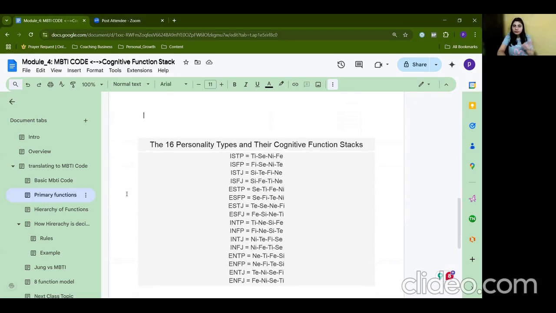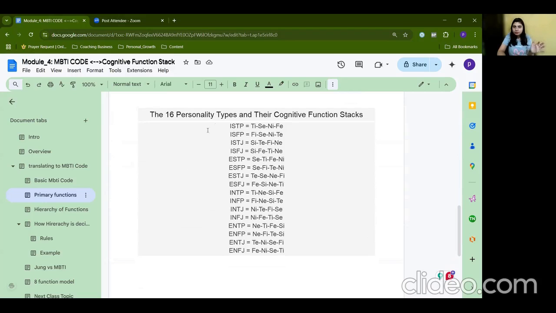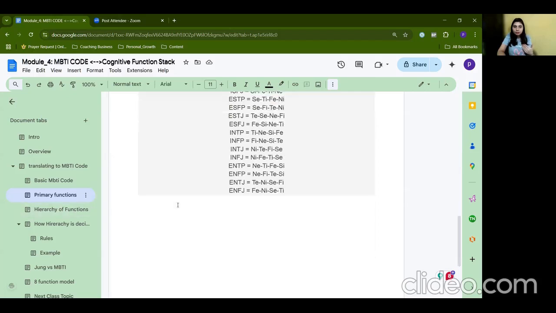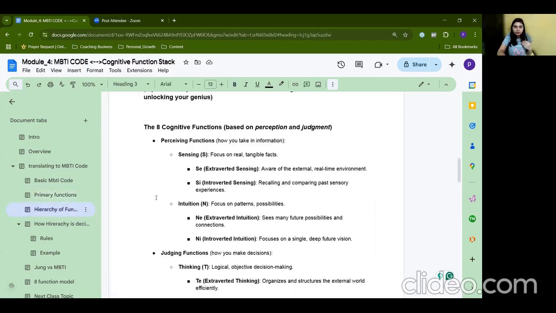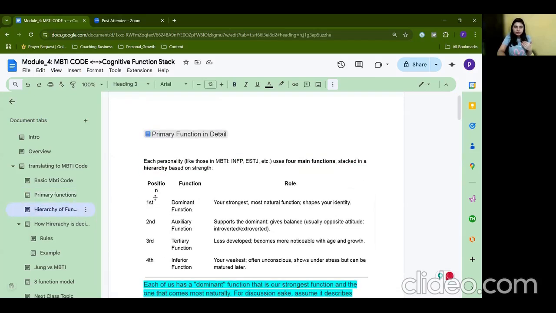Now, the 16 different personality types have their own cognitive function stacks. I have listed the different stacks here. This is the top of the stack and this is the bottom of the stack, the last function for every personality type. Now, we will also discuss the hierarchy of the functions, like I discussed just now: the primary functions, dominant, auxiliary, tertiary, inferior. But what exactly is that?